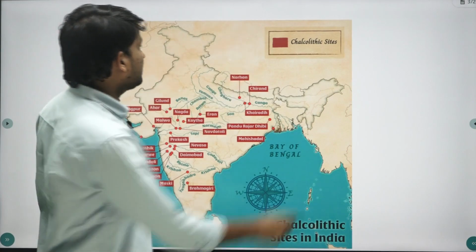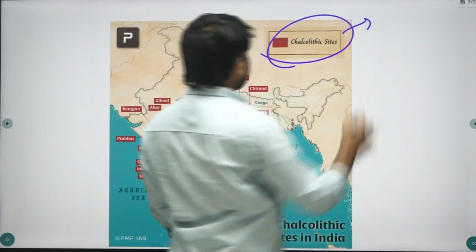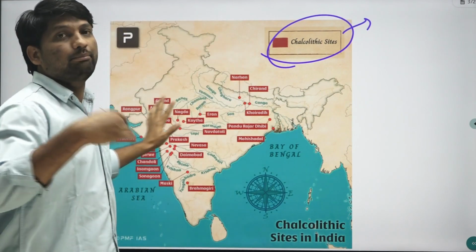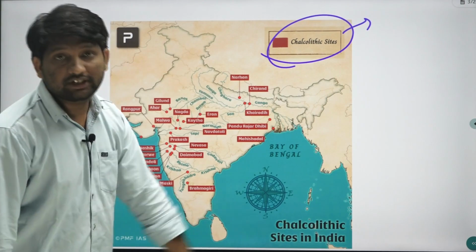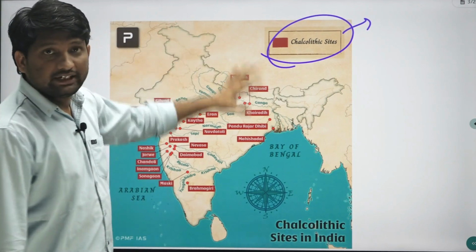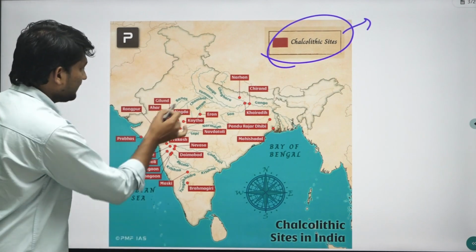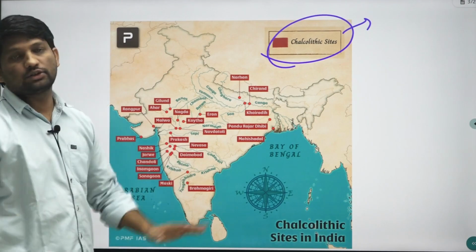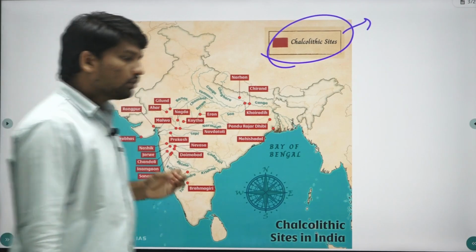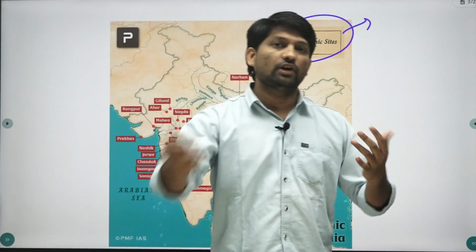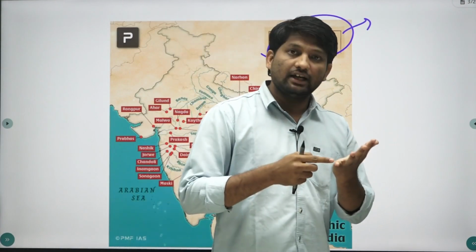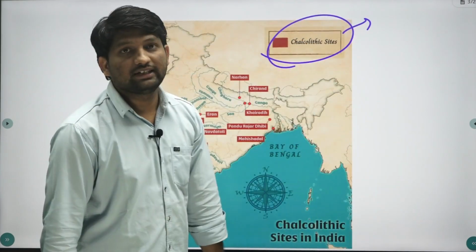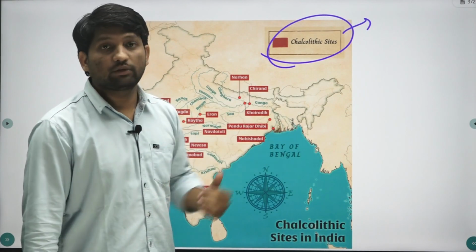If you see, these are the Chalcolithic sites. But remember, these are not the only Chalcolithic sites; there are many more. We have given only the important Chalcolithic sites. They are found throughout the Indian subcontinent, but mostly concentrated in Rajasthan, Madhya Pradesh and then Maharashtra. So in the semi-arid region, we are going to see the characteristics of this Chalcolithic culture.